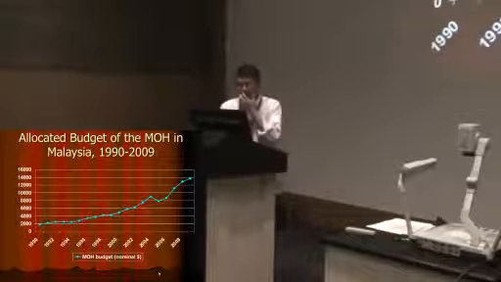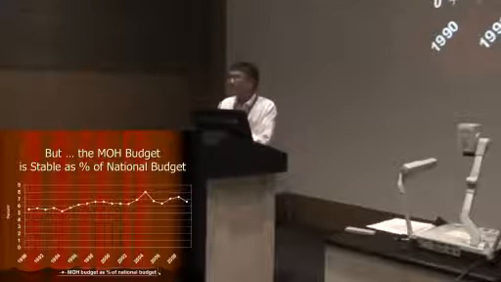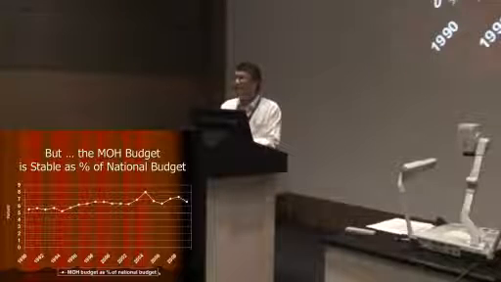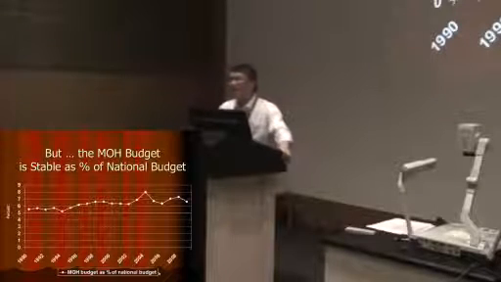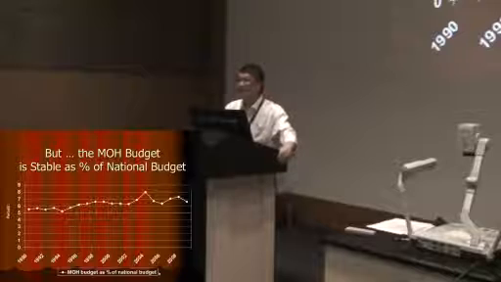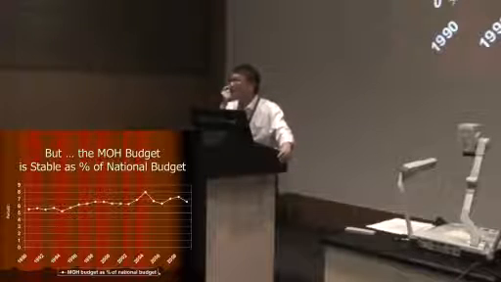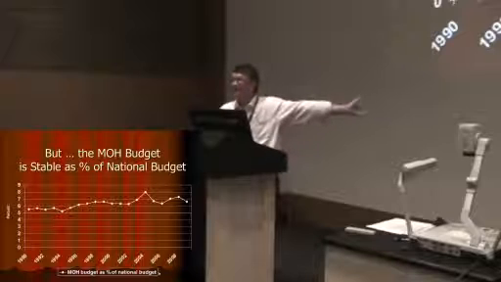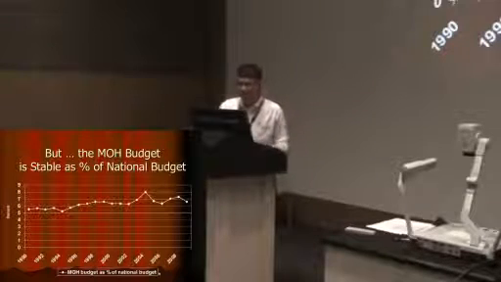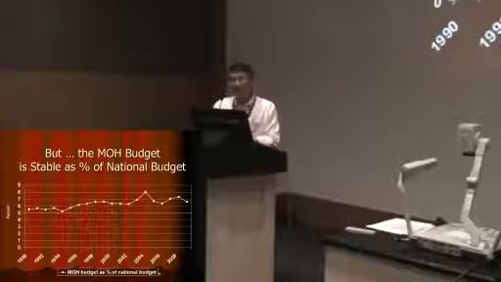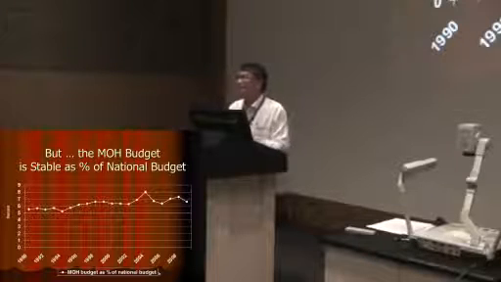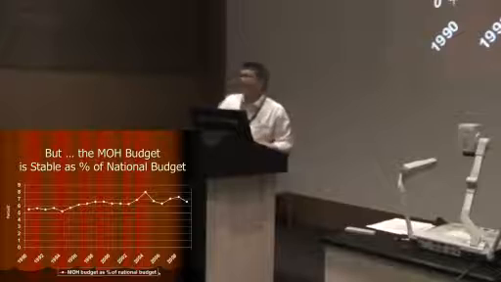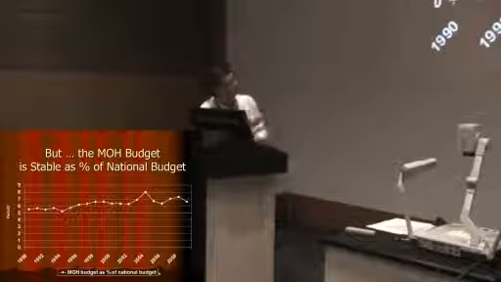I argue that the Ministry of Health budget is stable as a percentage of the national budget. These slides are from lectures I give to Ministry of Health people. Every year they invite me to give lectures on healthcare financing and health economics. I've been doing this for the last few years, and I show them these kinds of slides, which I also show to you. My argument is that each year our budget is getting bigger, but the percentage actually stays quite stable.